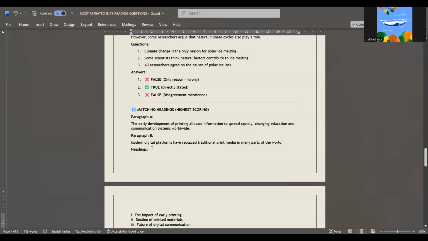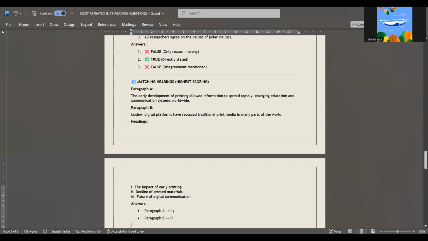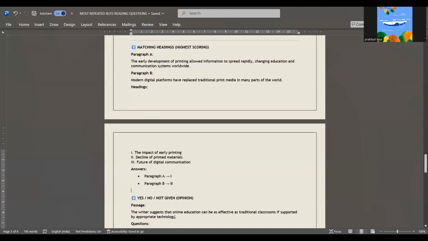And B, modern digital platforms have replaced traditional printing media in many parts of the world. So replacement. Replacement means decline of printed material. So the answer should be the second one here. Paragraph A first, paragraph B second.